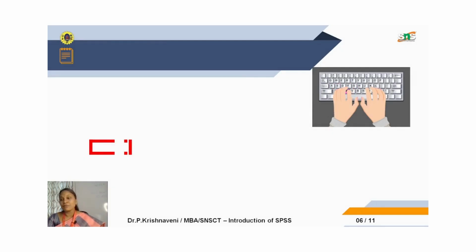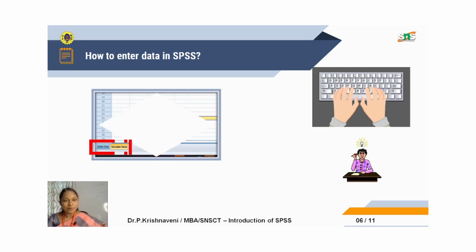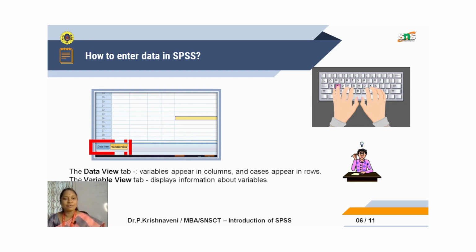Next we are going to see how to enter the data in SPSS. Like Excel, we can enter the data in SPSS. We have to know there are two types of spreadsheets in SPSS: one is the data view, the other is the variable view. Knowing this, before going to the lab you can have a basic idea about SPSS. In the data view, variables appear in the columns and cases appear in the rows.